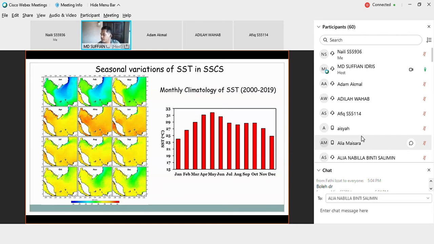SST from January to December: very high temperature during March and May, and low temperature during January. So there are two peaks here, one in May and another in October. So low temperature during January. We can see the difference in terms of variation in SST.